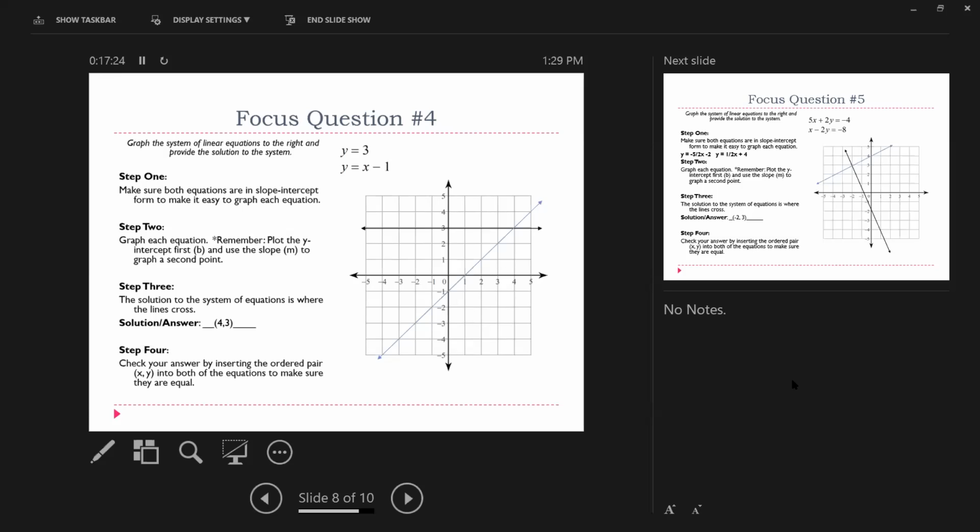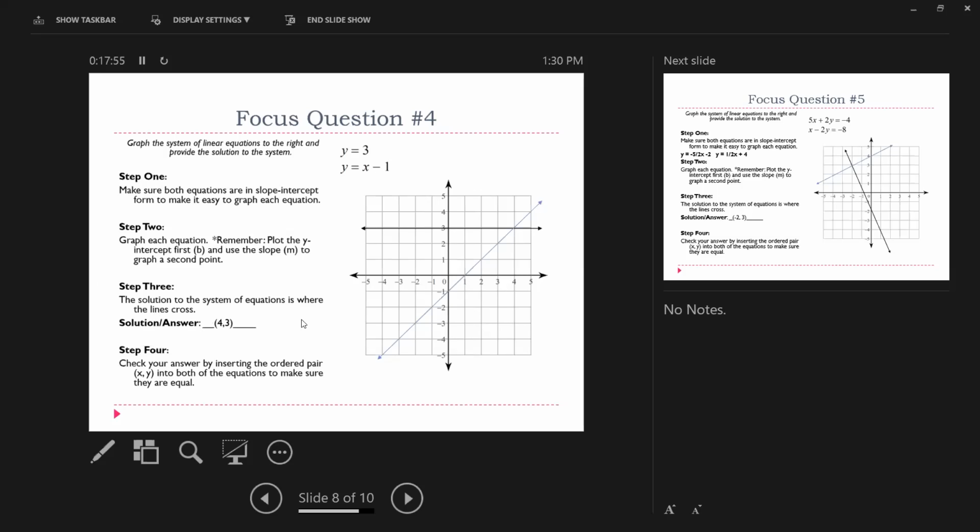In that second equation, when we have a slope of 1, it's a perfectly diagonal line. Up 1 over 1, up 1 over 1, all the way up until you hit this other line at the point (4, 3). And if you look down here under step 3, where it says the solution or the answer, (4, 3).